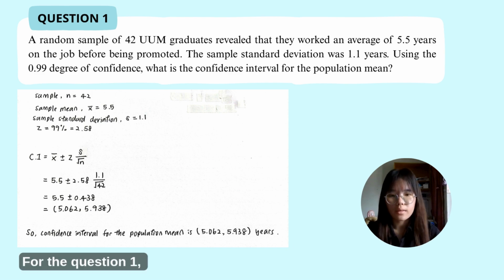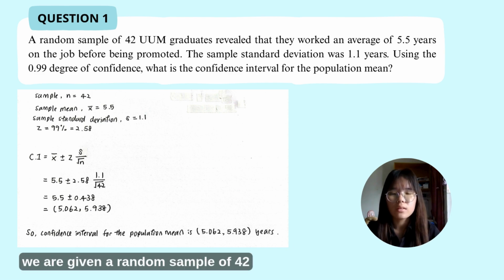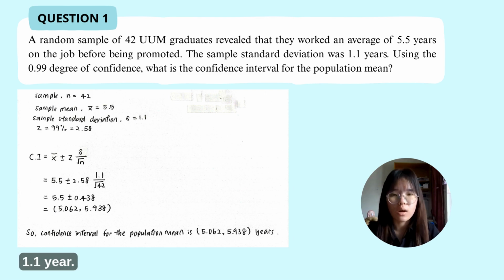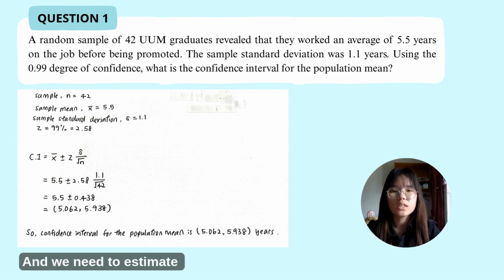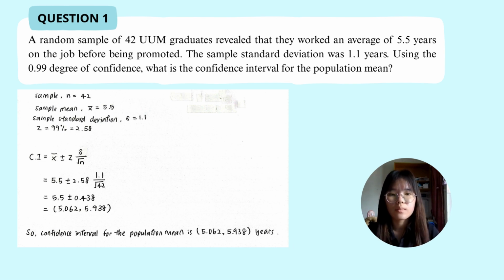For question 1, we are given a random sample of 42 UN graduates, and we know that the average time before promotion is 5.5 years with a sample standard deviation of 1.1 years. And we need to estimate the 99% confidence interval for the true population mean.